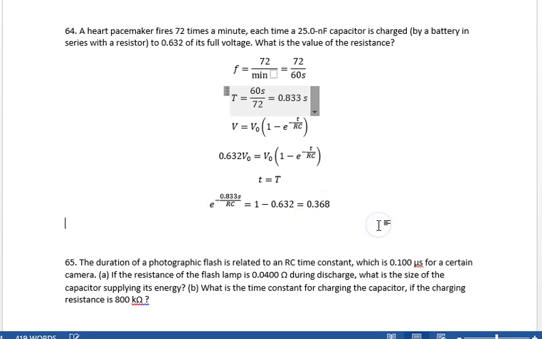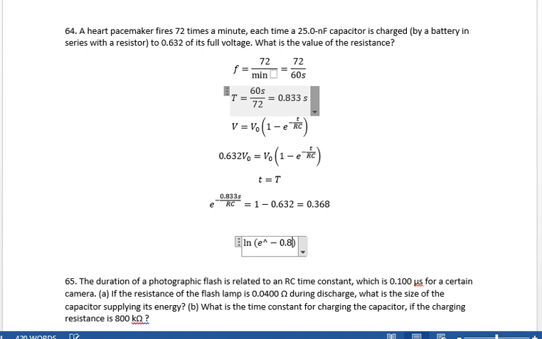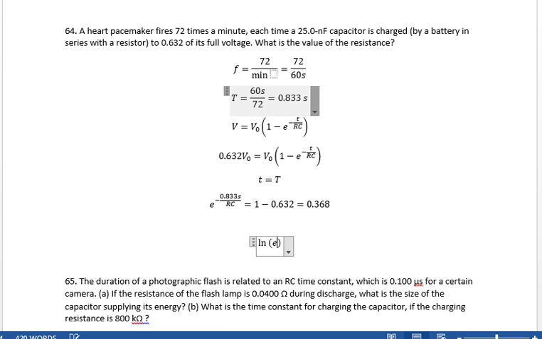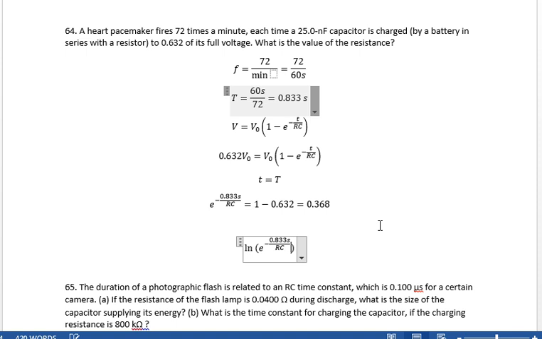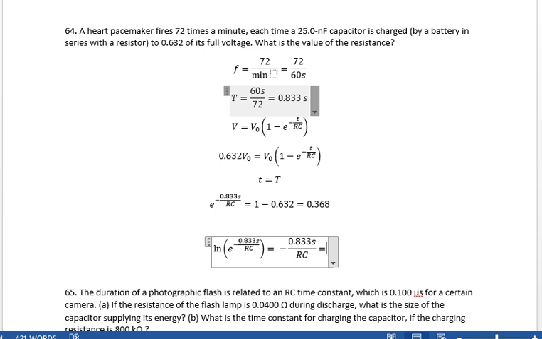Now I'm going to take the natural log of both sides. So the natural log of e to the minus 0.833 seconds divided by RC is just, the natural log is the inverse function of e, so this is just minus 0.833 seconds divided by RC equals the natural log of 0.368.